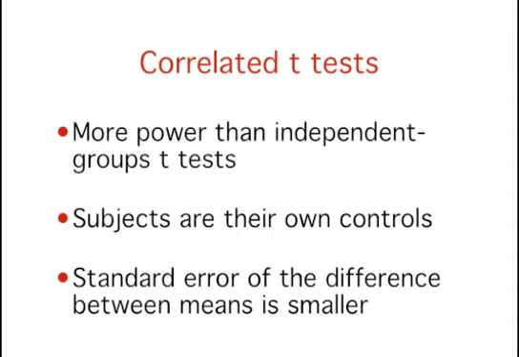The result is that the standard error of the difference between means is smaller in the correlated t-test, and since this term is in the denominator of the formula for t, this results in a larger t.